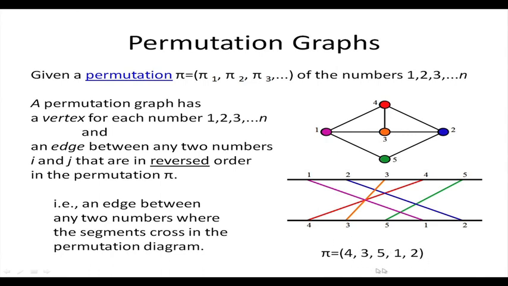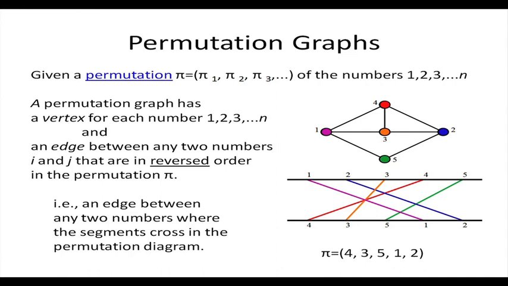So, for example, let's look at this permutation. What's reversed? Well, 4 and 3 are in the wrong order. They are reversed, so there should be an edge between 4 and 3. And indeed, between 4 and 3, I have an edge. 5 and 1 are reversed, so there's an edge between 5 and 1. But 3 and 5 are in the correct order, so there should be no edge between 3 and 5, indeed. And similarly, 2 and 1 are okay, so there's no edge, but 3 and 2 are reversed.